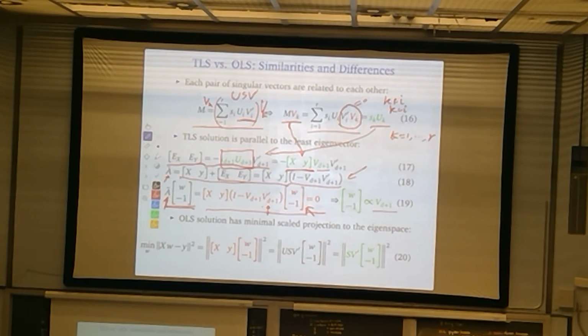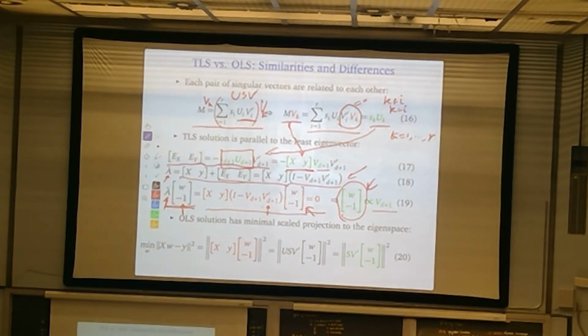But what's of interest to pay attention to is that this is the normal in the XY joint space. I'm going to show you this 2D example where X is just a scalar, Y is also a scalar. So I really just have a 2D line fitting problem. This is just a vector, and this vector is proportional. It aligns with the least eigenvector.